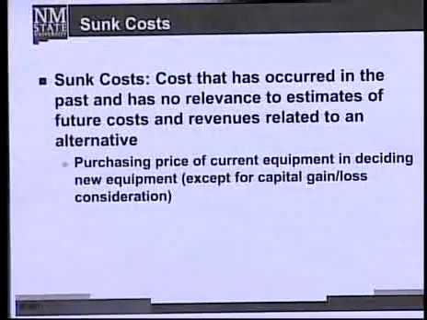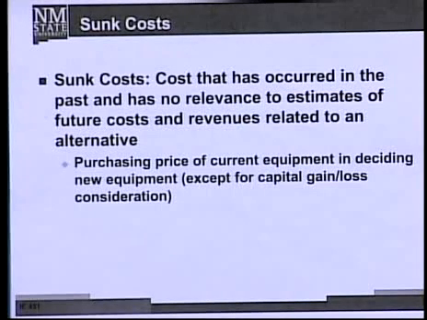Next is about the sunk cost and opportunity cost. The first, the sunk cost, is the cost that has occurred in the past and has no relevance to estimates of future cost and revenues related to an alternative. Okay? So these are the monies already spent as a result of a past decision, which means sunk cost must be ignored in the engineering economic analysis because the current decision cannot change the past. Okay?